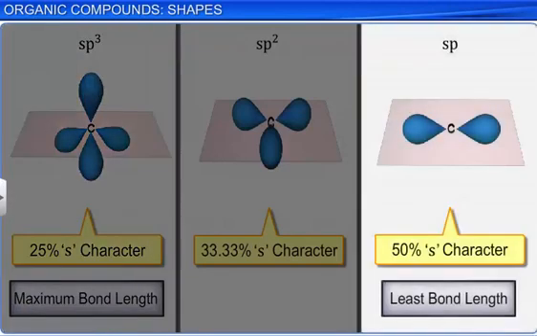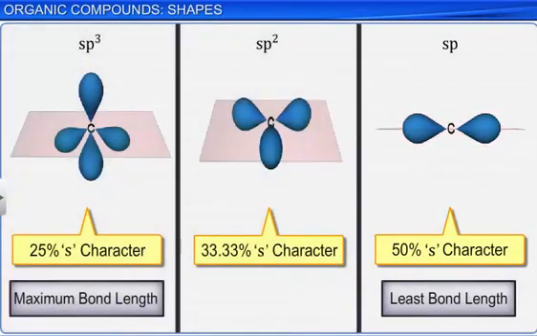In sp2 hybrid orbitals, the s character lies between sp3 and sp hybrid orbitals. Hence, its bond strength and bond length is intermediate between them.